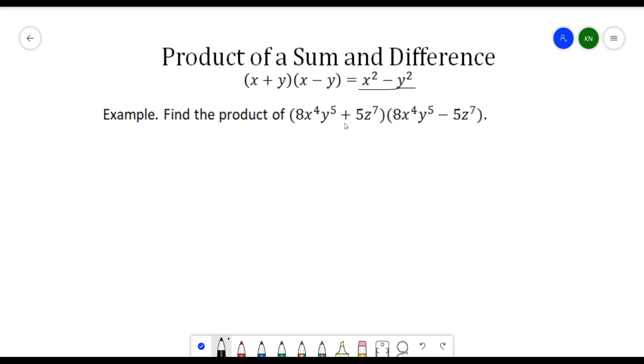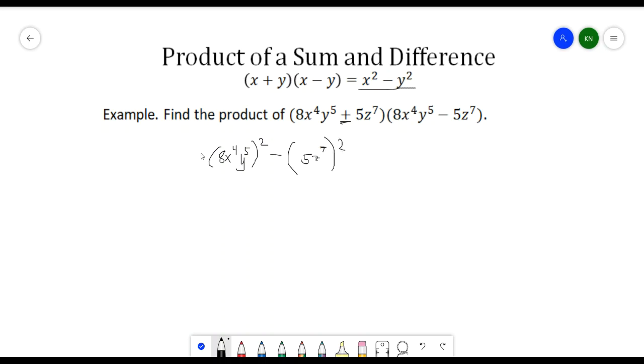So as you can see, the only thing that is different here is their signs, and it conforms with this form x plus y multiplied by x minus y. So that being said, we just have to square our x and square our y and then subtract them. So we have 8x to the fourth y raised to 5 is our x. Then we'll square that one. Then we need to subtract our y, which is 5z7. So we have 5z raised to 7, that is squared.